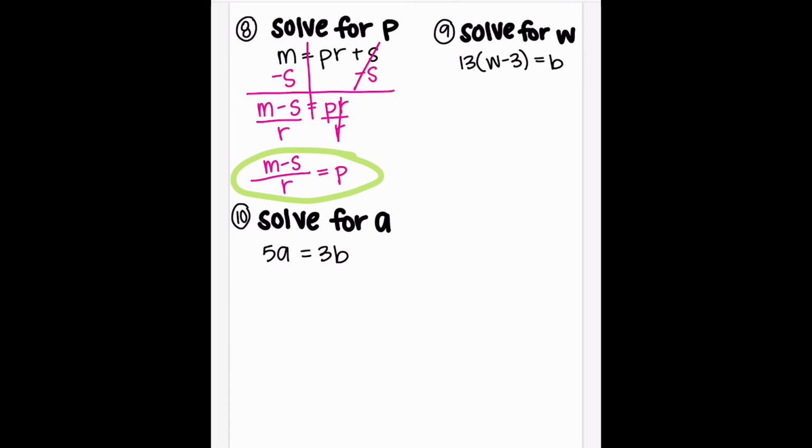For number 9, notice that we have a set of parentheses here, and we want to get w by itself. The most efficient approach, in order to get rid of these parentheses, is to get rid of this multiplication by 13. To do that, we can divide by 13 on both sides. So 13 divided by 13 is 1, and we're left with w minus 3 equals b over 13.